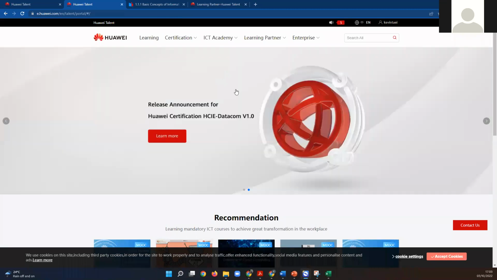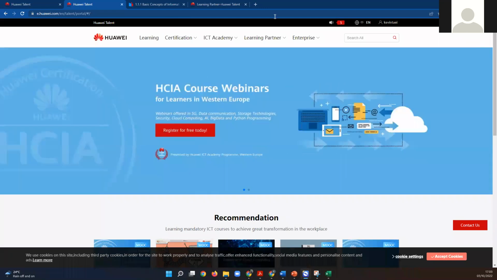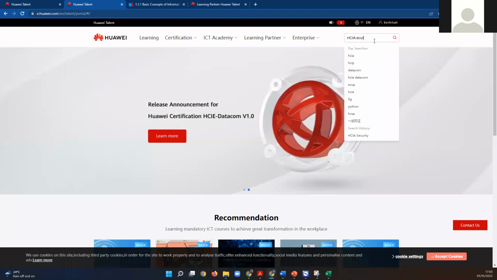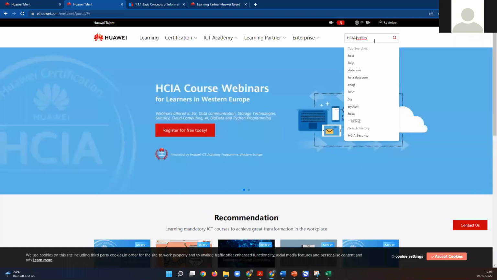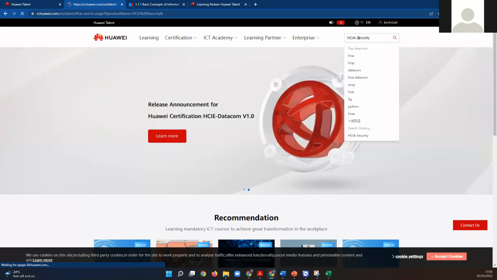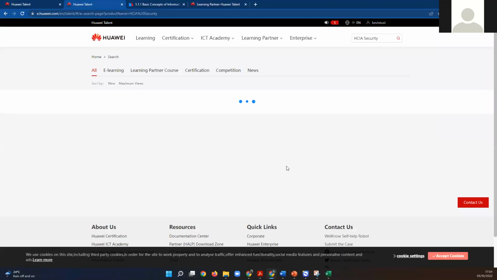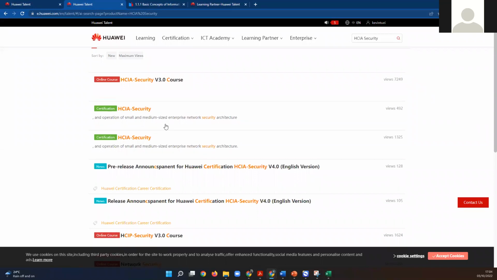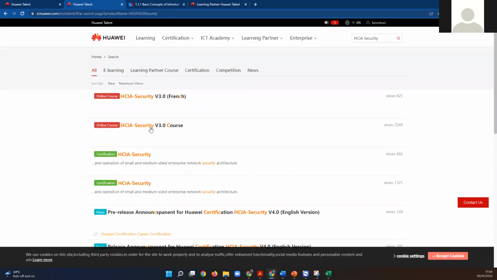Okay, let's go on. So you're on this platform, which is very easy to get to. Just search HCIS security. Sorry, I forgot the S. So when you're there, it will load, obviously, a bit of time. But if you have very fast internet, it will load faster than that. Then you obviously choose the second one. I think this one has 7,249 views.